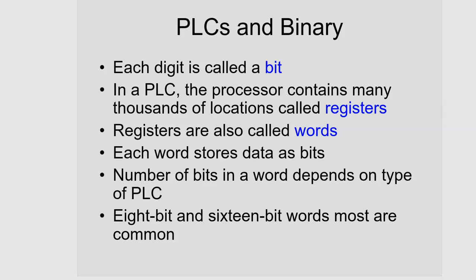Maybe if it's a 1, it represents a switch that is closed. If it's a 0, it represents a switch that's open. I can use it to represent that information, that's data. That bit position can represent a relay coil that's energized or not energized. Maybe if it's energized, I can show that as a 1. If the relay coil is not energized, I can show that as a 0. So I can use individual bits to represent data or information. I can also represent groups of bits to represent data or information. And we'll talk about that at another time.